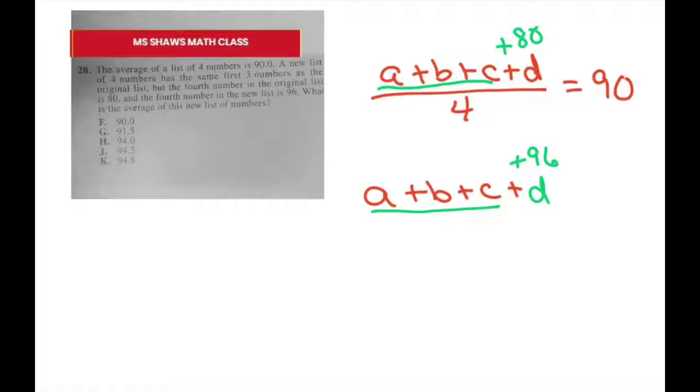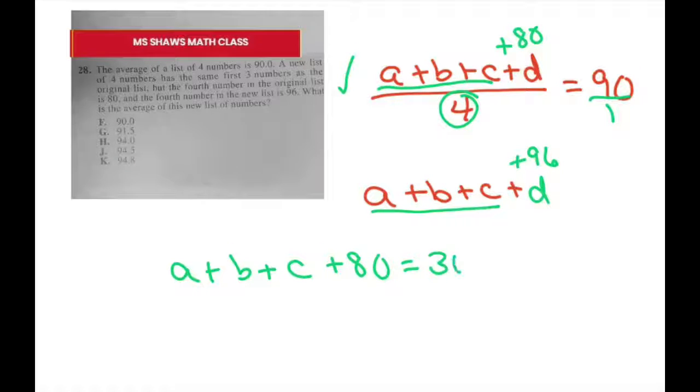So what I'm going to do is cross multiply and get A for the first list. A plus B plus C plus 80 equals 360. I just multiplied 4 times 90. Now I'm going to subtract 80 from both sides, and that's going to give me 280. Let's make sure. You get A plus B plus C equals 280.